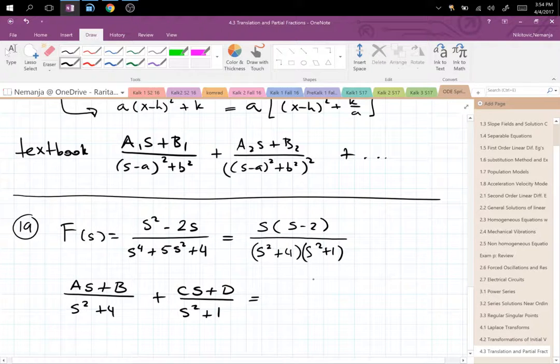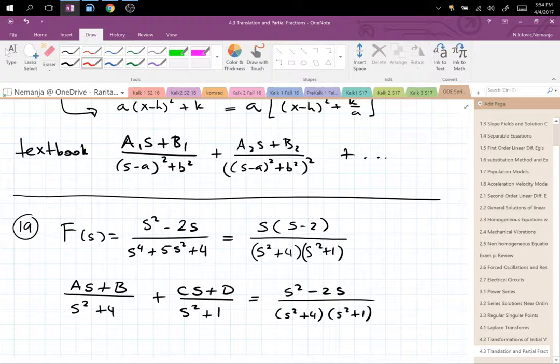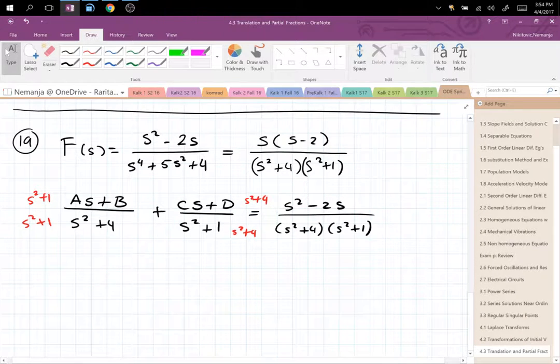That needs to be equal to, well, this is s squared minus 2s. Since nothing cancels, I'm just going to multiply it back. S squared plus 4 and s squared plus 1. Now we actually taught this today in algebra. Play the game of what's missing, right? We go s squared plus 1 and s squared plus 1 and then s squared plus 4 and s squared plus 4. All right, so now multiply everything through.